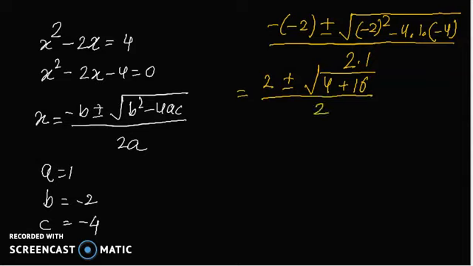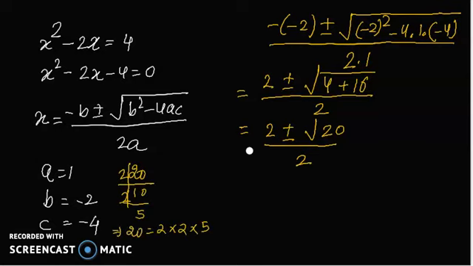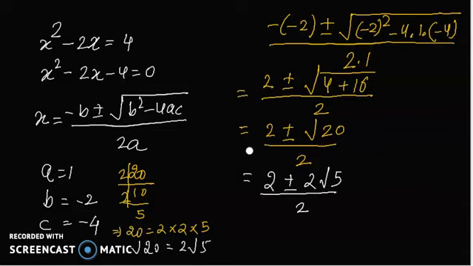Now we can write it further as 2 plus minus root of 16 plus 4 is 20. Now as you can see here, 20 can be written as 20 equals to 2 times 2 times 5. Therefore root 20 is going to be 2 root 5. So we will write 2 plus minus 2 root 5 by 2.